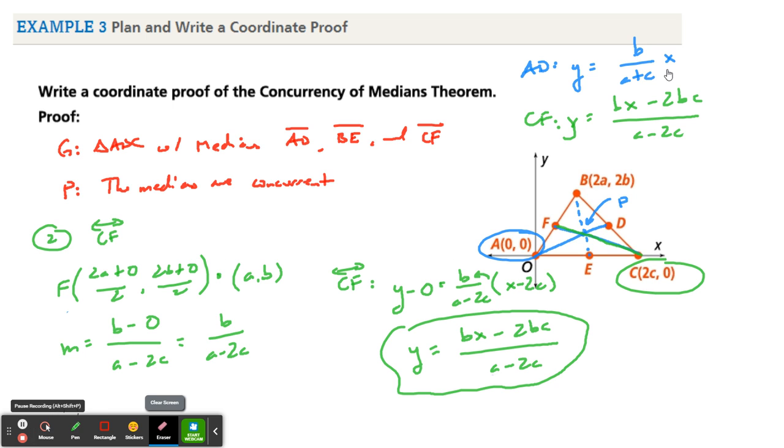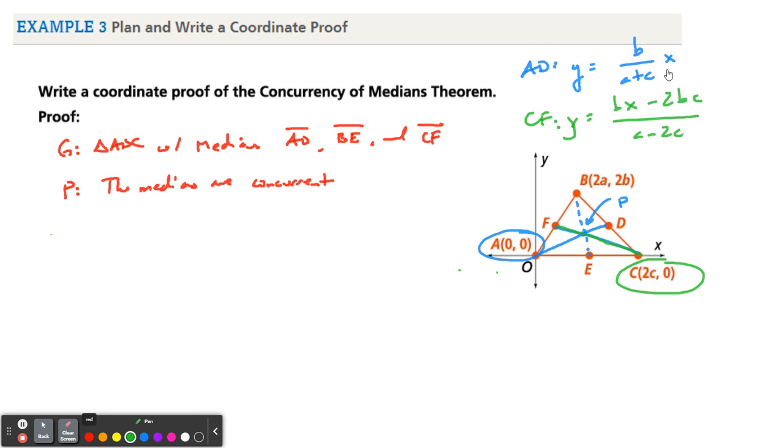Let me erase. Okay, so step 3 here, I'll go to purple. We want to find point P. Find P. And of course, P is going to be where AD and CF intersect. So find point P, intersection of lines AD and CF. So that'd be this point right there, call it point P.